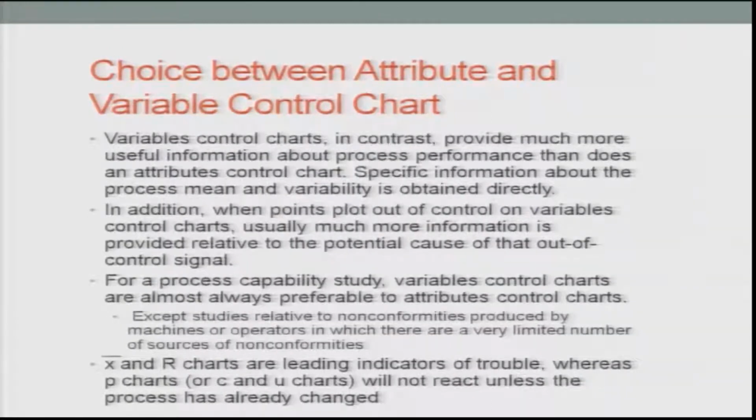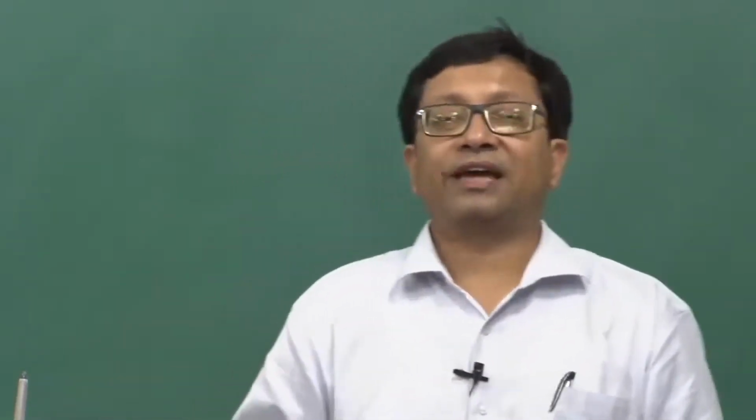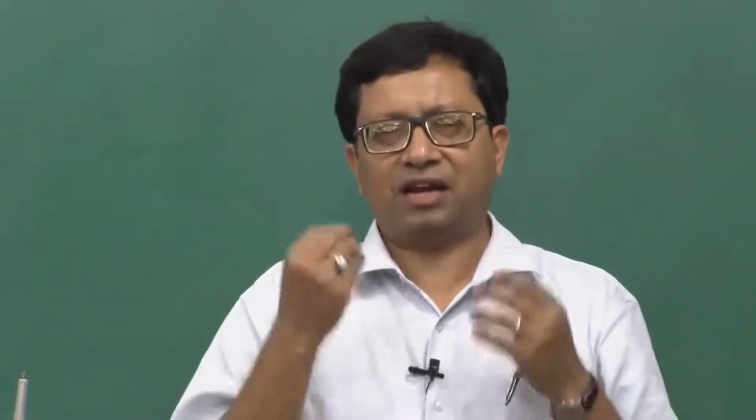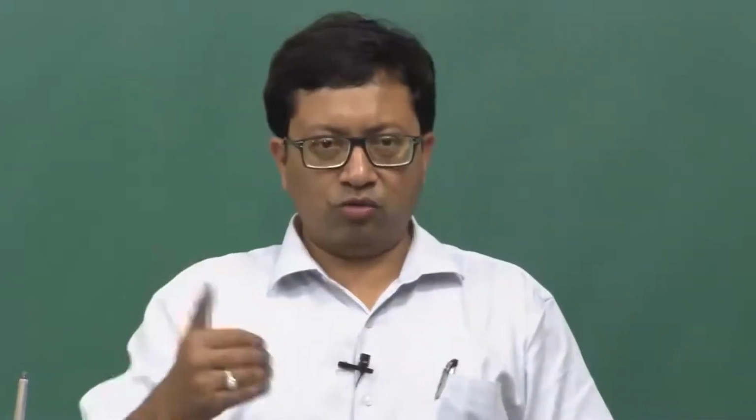Variable control charts, in contrast, provide much more useful information about process performance. Attributes give you some quality, so good, bad, yellow, green, whatever it is, but the characteristics of the variables give you information based on which you can find out. It can be the weight, the length, the height, or the numbers, whatever it is. So, quantifiable, which you can measure. So, continue reading along with me.